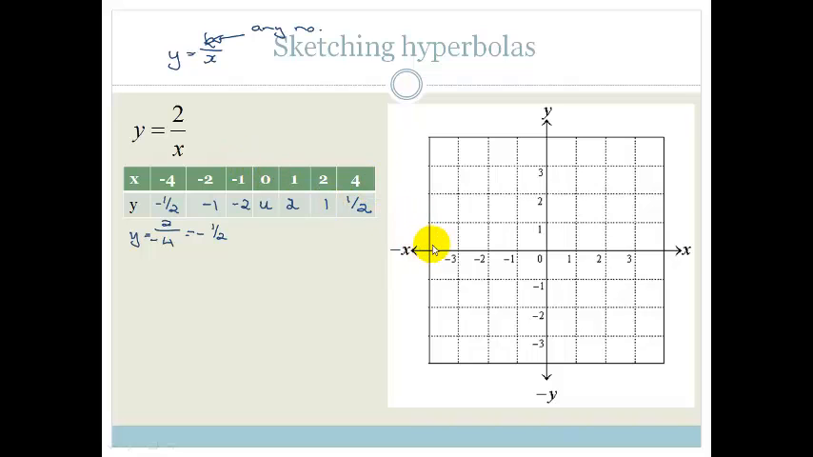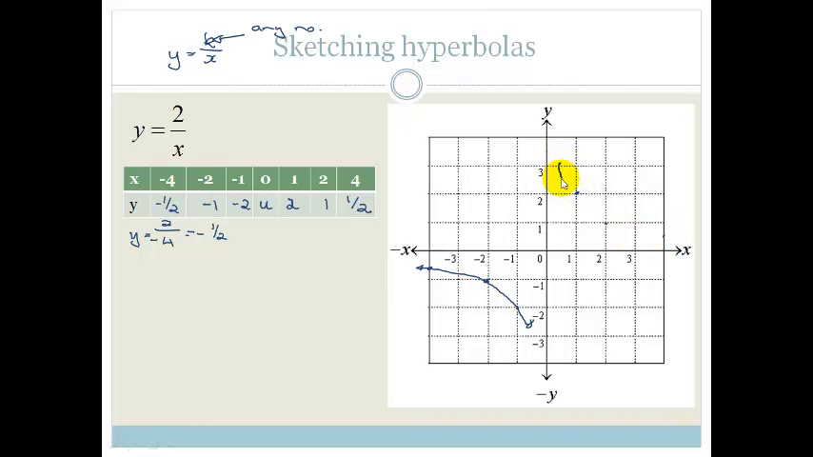So let's start on the left-hand side where we've got minus 4, which would be over here, and minus a half, which is over here. Then we've got minus 2 and minus 1, and we've got minus 1, minus 2. So the shape that we're getting, if I can get this right, there we go. Okay, looks like that. Let's plot the others. When x is 1, y is 2. When x is 2, y is 1. And when x is 4, y is a quarter.